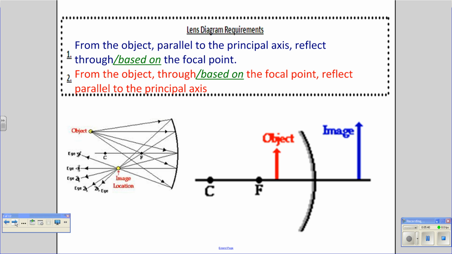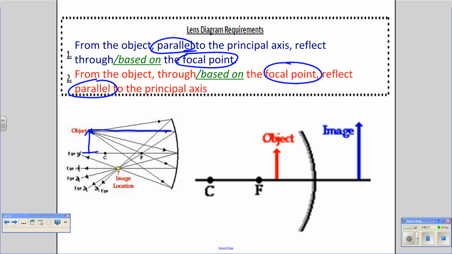Lens diagrams only require two things, and they're very key. Number one, you come in parallel, you come out through the focal point. Number two, you come in through the focal point and you come out parallel. Let's see what I mean by that. On this diagram on the left, you have an object. Sometimes you'll see the object represented by an arrow, and you just pick the top of the image. You come in parallel, it hits the mirror, and light reflects off the mirror through the focal point.